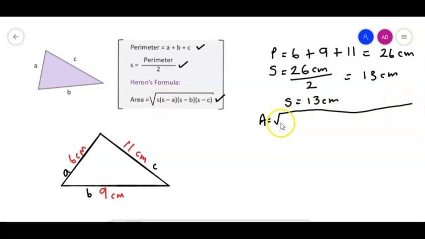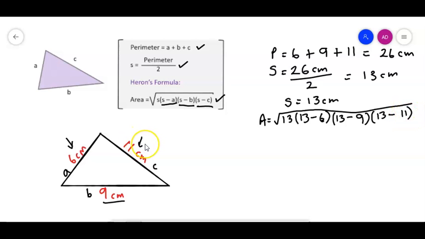So S is 13. And we open the brackets and we do this part here, which is 13 subtract 6 from here. That's where we got the 6 from. And then open the brackets again for S subtract B. So S is 13, subtract B, which is here, that's 9. Open the brackets for this part of the formula, which is 13, the semi-perimeter, subtract 11, which is there.